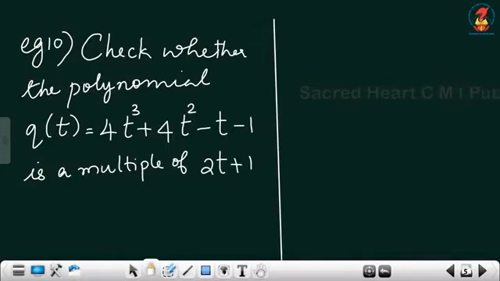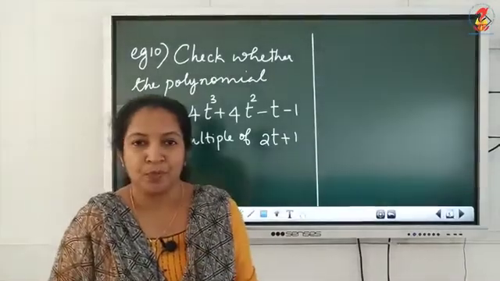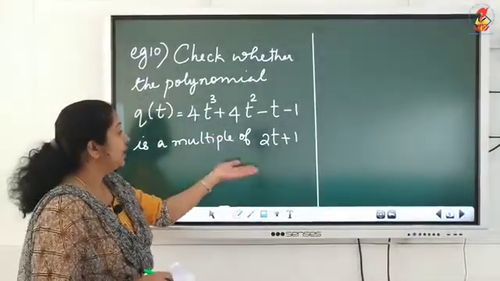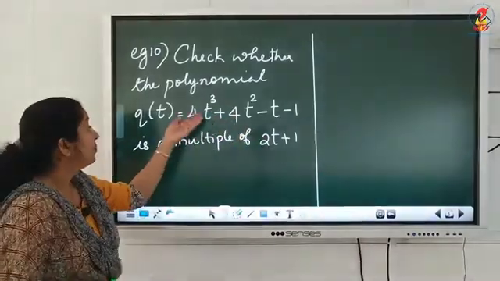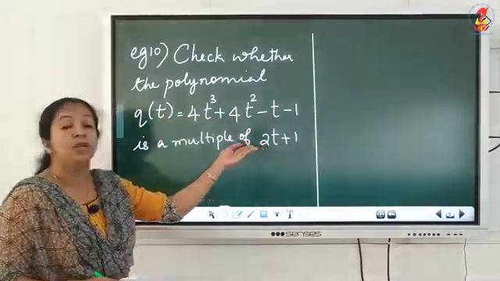Next is example 10. Check whether the polynomial q of t, 4t cube plus 4t square minus t minus 1, is a multiple of 2t plus 1. If q of t is a multiple of 2t plus 1, then the remainder will be 0. So, if the remainder is 0, we can say q of t is a multiple of 2t plus 1.